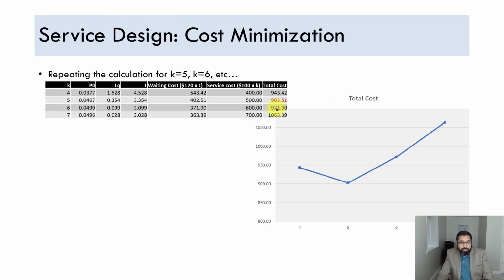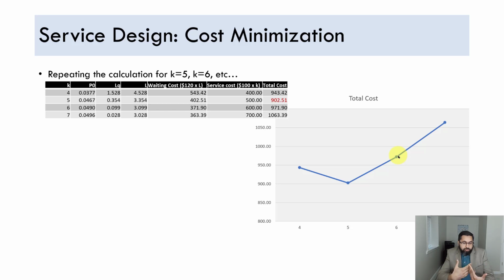In practice, you may go with 5 or maybe even 6 servers. Why would you pick the number of servers which does not give you the lowest total cost but gives you a higher cost? You might say, I'm going to compete with my competitors based on a higher service level.